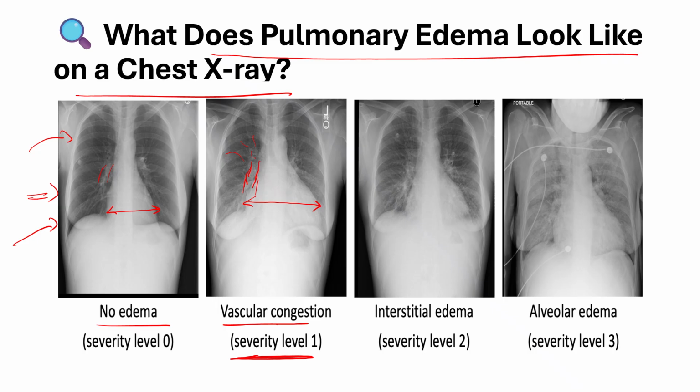In this stage, if you look at the basal level, you can see some horizontal lines which are called Kerley B lines. These are short horizontal lines in the basal part of the lung mostly, caused by fluid in the interlobular septa. Sometimes they are hard to see, so you have to look very closely. They are mostly in the basal area of the lung.